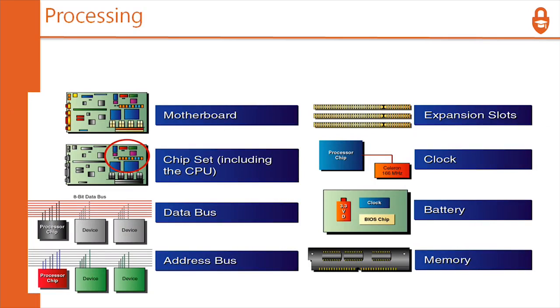As far as processing goes, we have a motherboard. We have extra superfluous chipsets, including the CPU. We have processor chips like for clocks and things like that. We have expansion slots. We have battery power. We have memory chips. We have address buses and data buses.